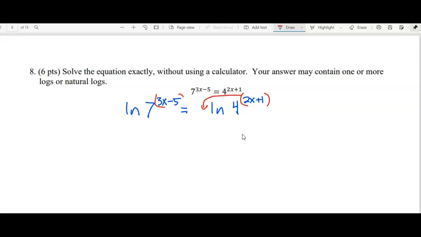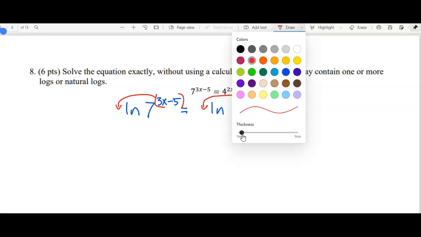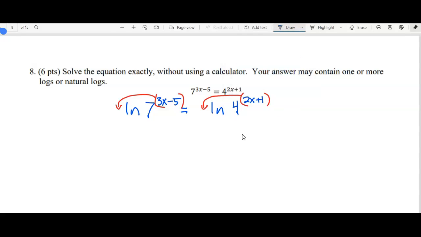Now it still leaves the 7 and the 4 inside the logarithm. This parenthesis around the exponent is actually really important because this exponent is grouped by being in the exponent, and it's about to come down as a coefficient.